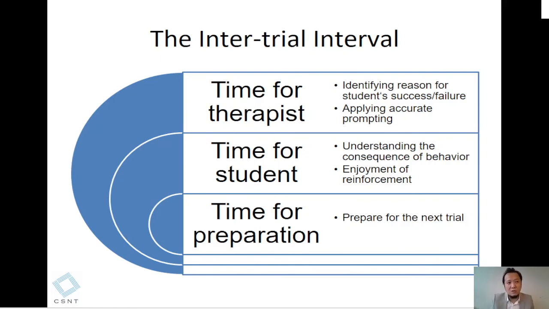And of course, this is for maybe beginning learners where you want them to be fully occupied, where they're not able to be independent to spend the time on their own. Eventually, we can change that kind of schedule. But meanwhile, that's what the intertrial interval is for.